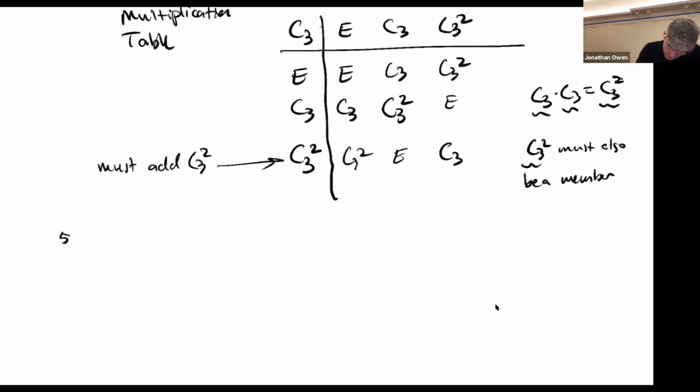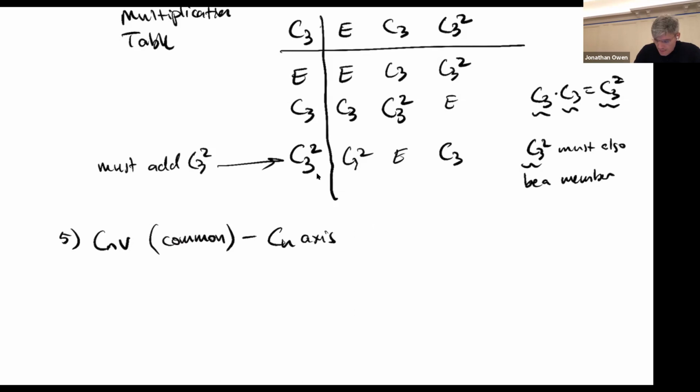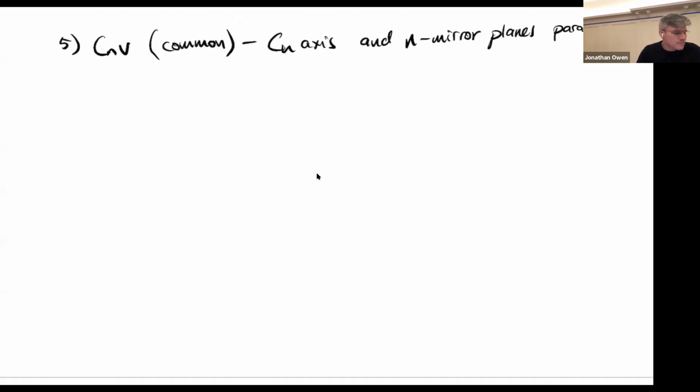Let's jump to our next one here, CNV. These are very common. What's CNV? CNV has a CN axis and N mirror planes parallel to CN. My PhD advisor used to say, when in doubt, just guess C2V.